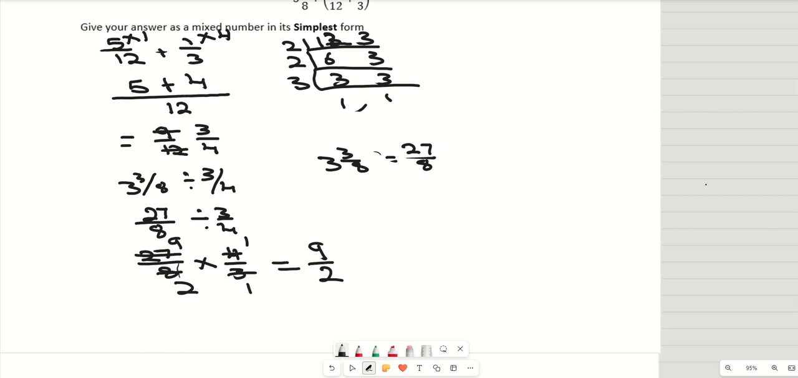a mixed number. How many times can 2 go into 9? 2 could go into 9 four times. Your remainder is 1. So it would be 4, your remainder is the numerator, denominator stays the same, so the answer would be 4 and 1/2.